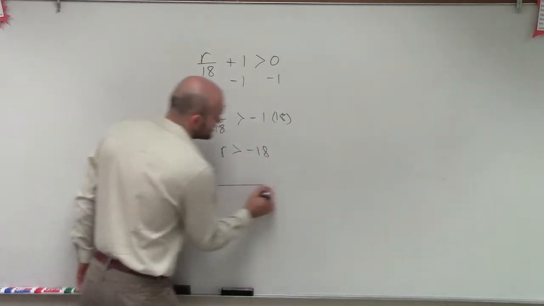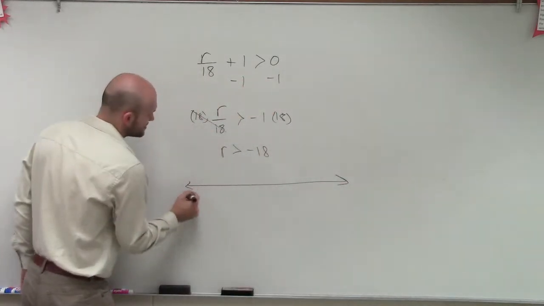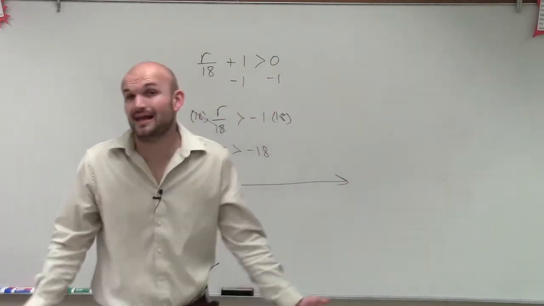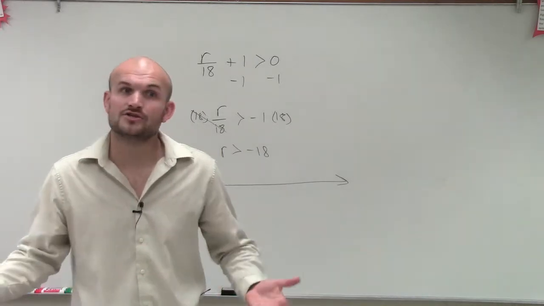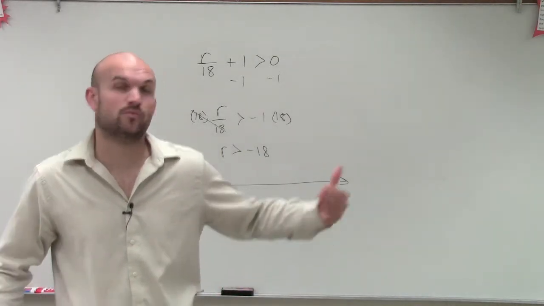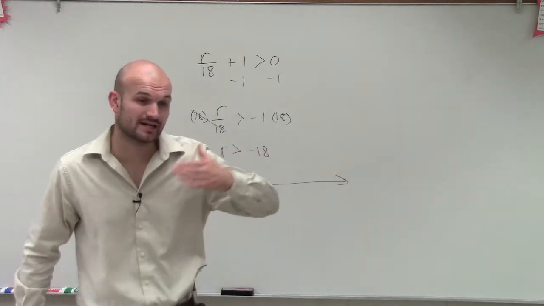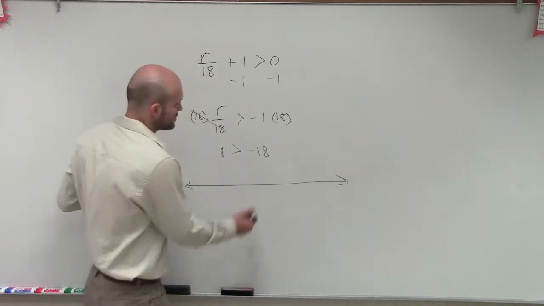So now, since there are multiple numbers that are greater than negative 18, right? There's a lot of numbers that are greater than negative 18: 5, 10, 15, 20. So we can't just say one number is greater than negative 18. We're going to include all of the numbers. So we're going to use a graph to do that.